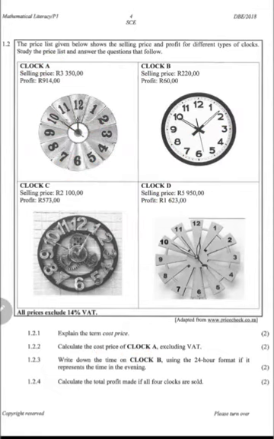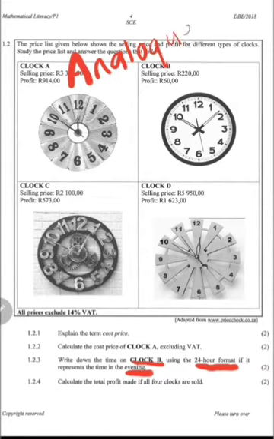Moving to question 1.2.3, write down the time on clock B using the 24-hour format if it represents the time in the evening. So it's 3 keywords: clock B, 24-hour format, and evening. Before we answer that, we need to understand the difference between an analog clock. An analog clock is basically what we have in front of us. All these clocks here are analog clocks. Then we have a digital clock.